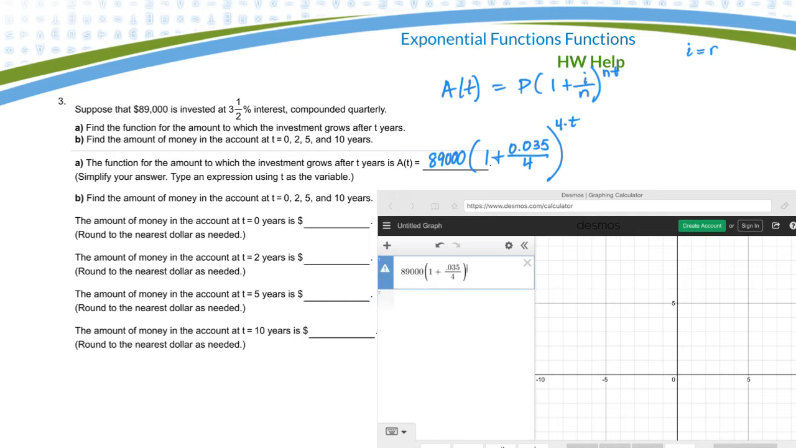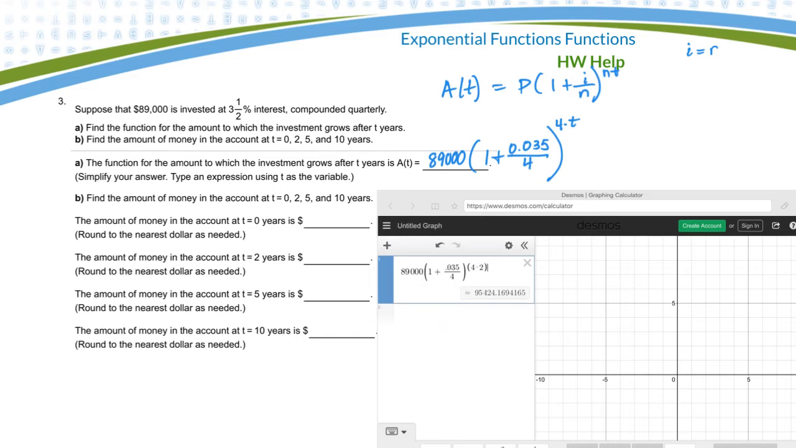Right there, and 4 times, let's do the 2 years one. So 4 times 2 is 8. You can just type an 8 in there. If you want to put 4 times 2, you want to put that in a bracket. So 4 times 2, bracket.